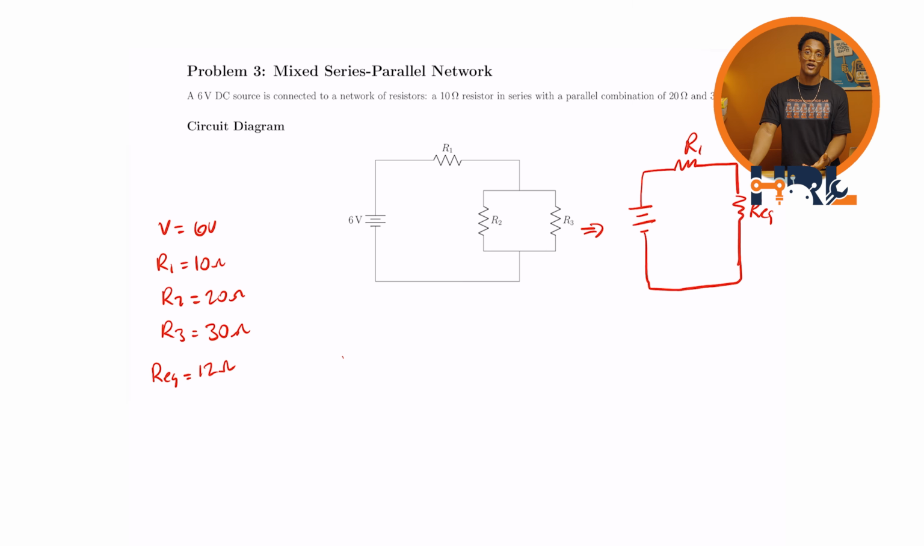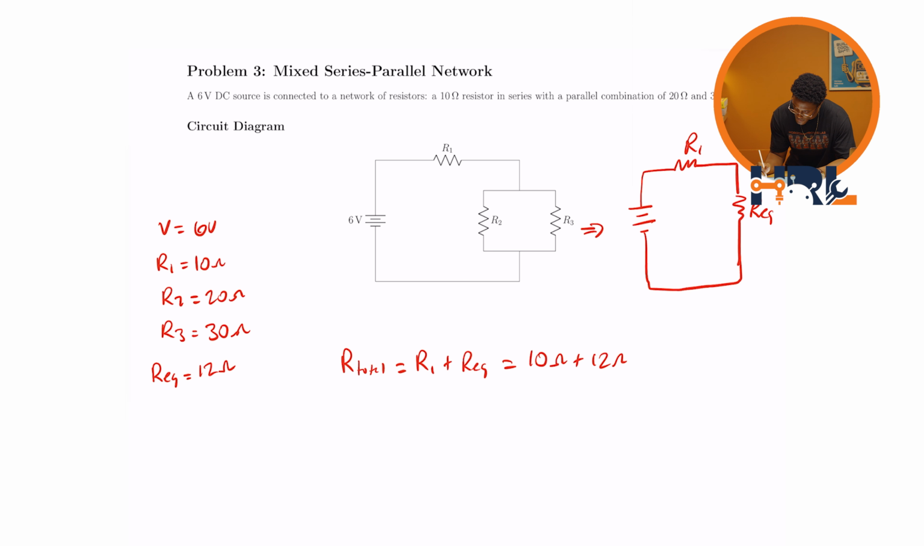So if we were to redraw our circuit, replacing the parallel combination with the R equivalent resistor, we'd have 2 resistors in series, which is much simpler to solve for. When you have 2 resistors in series, as we always remember, we add up the resistance. So R total is equal to R1 plus R equivalent. This means we have 10 ohms plus 12 ohms, which is just 22 ohms of resistance.